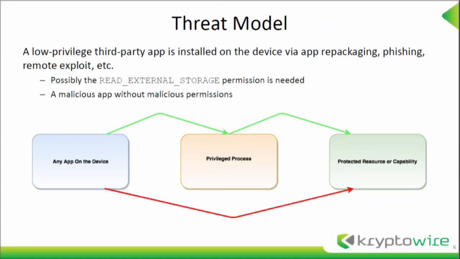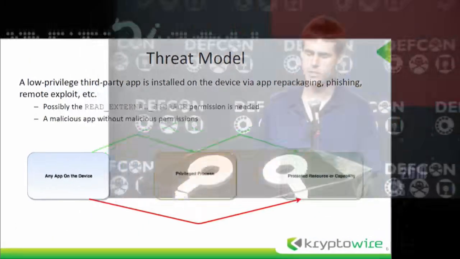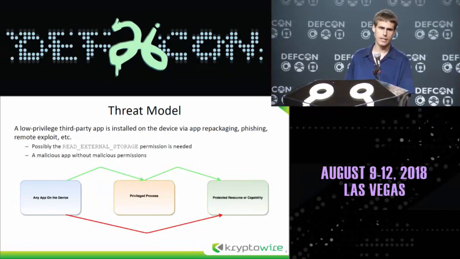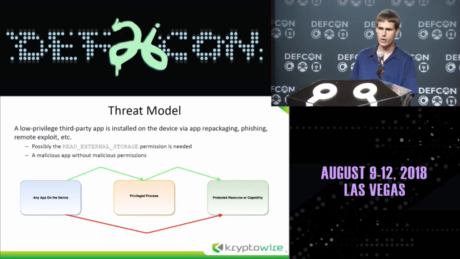So here's the threat model. A low-privileged third-party app needs to be present on the device, and this can reach the device by repackaging, so taking an application, inserting code into it, and putting it onto a third-party market; phishing, sending it directly to the target; or remote exploit. We saw with the ADUPS command and control channel that it was over HTTP, and using that, you could just man-in-the-middle it and say, download this application, install it, and run it, or it could be part of a second stage exploit. Generally, the permission requirements are potentially no permissions or read external storage, because we've noticed that some pre-installed applications will just dump data to the SD card. So the malicious app, without malicious permissions, is leveraging an open interface in a pre-installed app to get resources or capabilities that it cannot access directly.